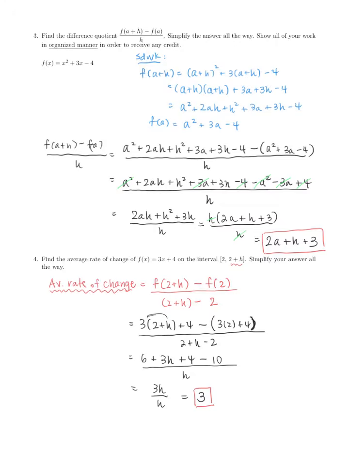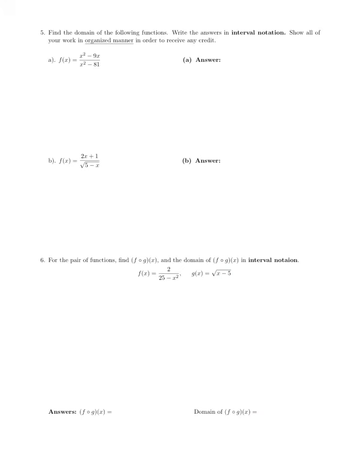Moving right along. Alright, let's go with the number 5. Find the domain. Write the answer in interval notation. So first of all, let me see. F of x, I can factor the f of x. Sorry. Alright, so let's see. The f of x, so numerator, the GCF is x. And then here I'm going to get what? X minus 9. Whole thing over.